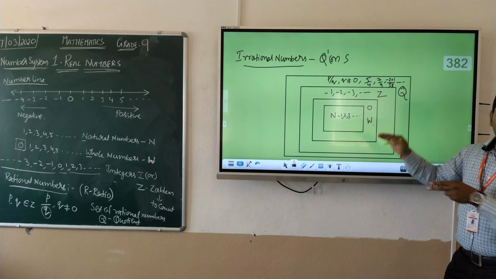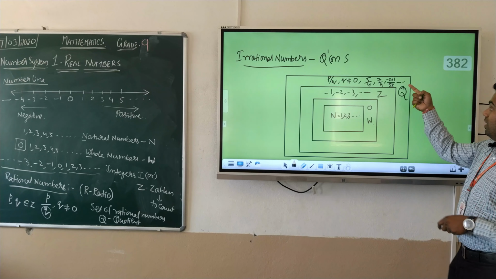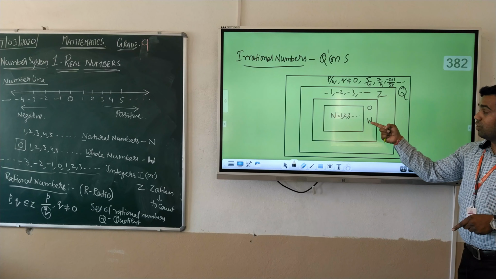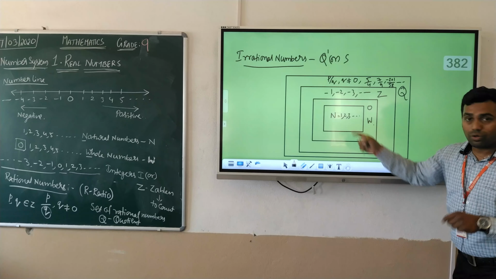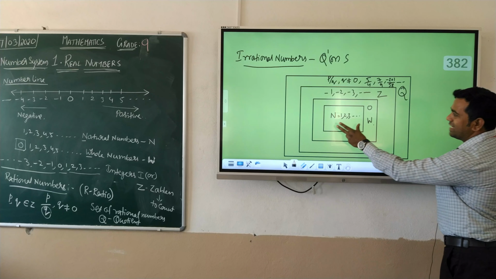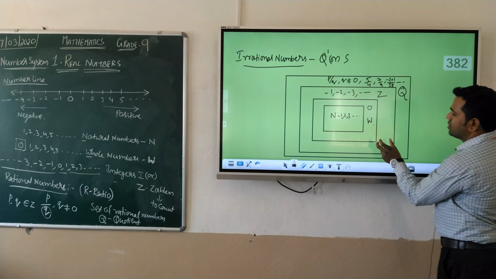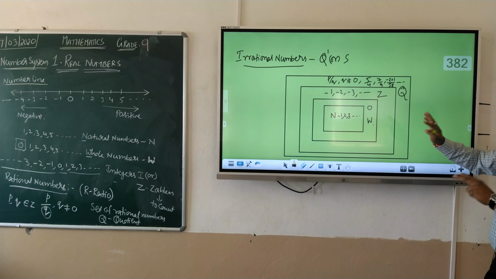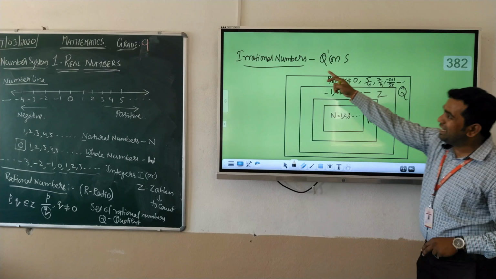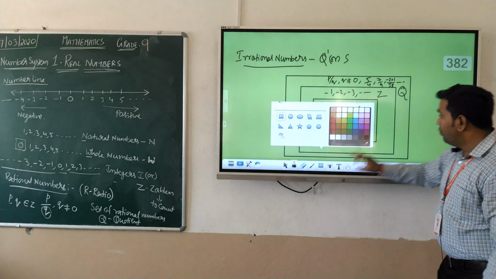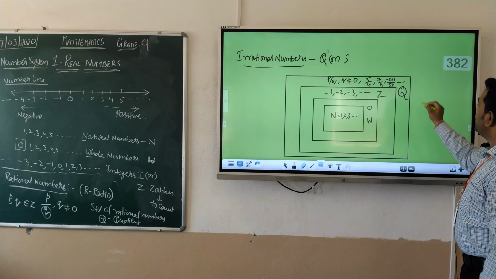But vice versa is false, because not all rational numbers are integers, not all integers are whole numbers, and not all whole numbers are natural numbers. Got it? Is it clear? So all natural numbers are whole numbers, all whole numbers are integers, all integers are rational numbers. These are some sets of numbers. Along with that, we already discussed irrational numbers. That is a completely different set. We will write it separately.